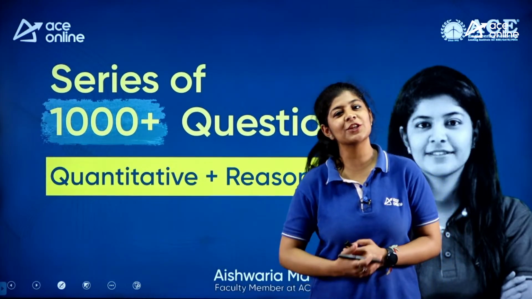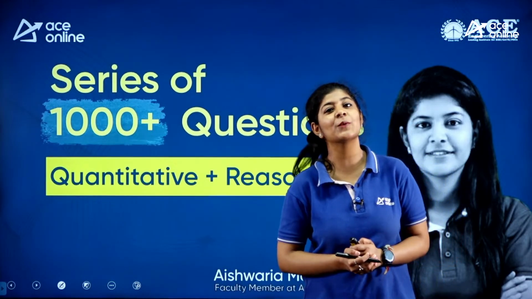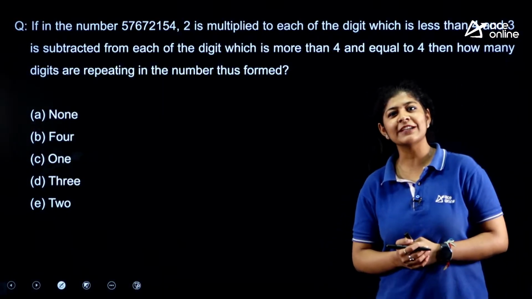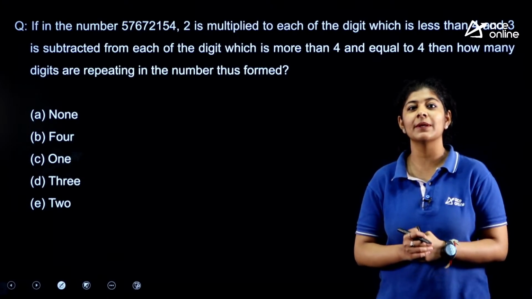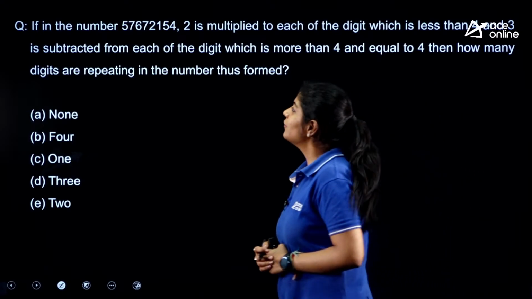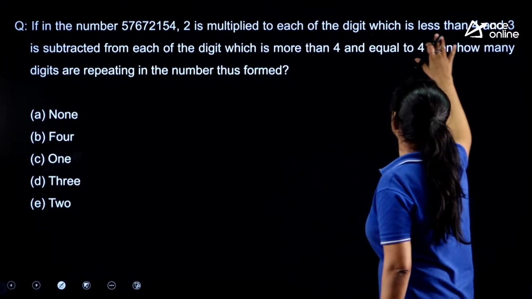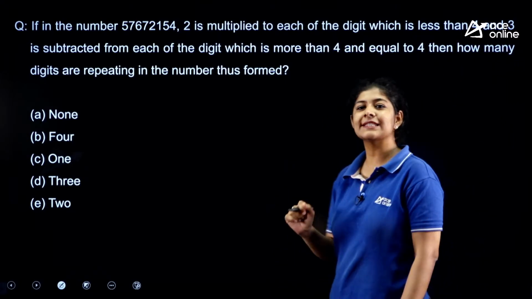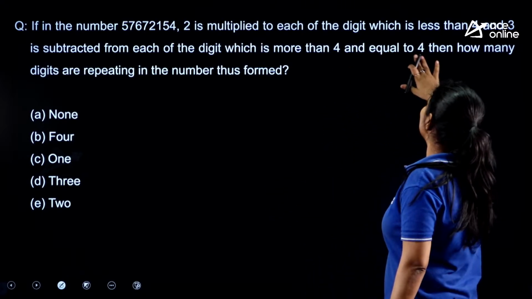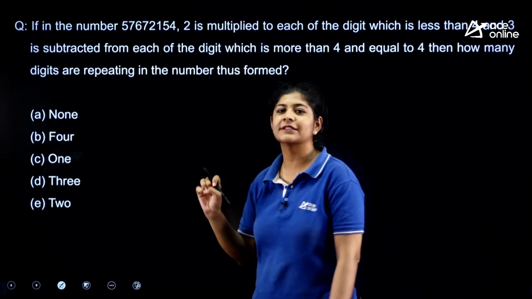So without wasting much more time, let's start today's session and let's see what kind of questions we have and how we are going to approach them. This is the very first question, and the questions in today's session are from the mains examinations. The first question says: if in the number, 2 is multiplied to each digit which is less than 4 and 3 is subtracted from each digit which is more than 4 and equal to 4, then how many digits are repeating in the number thus formed?